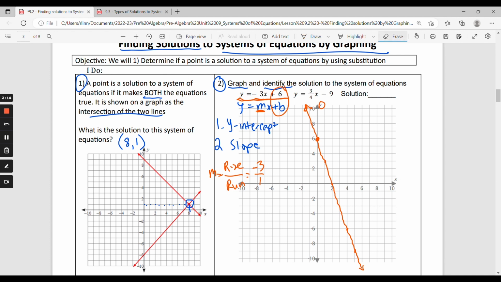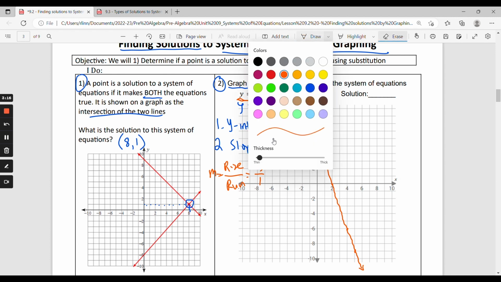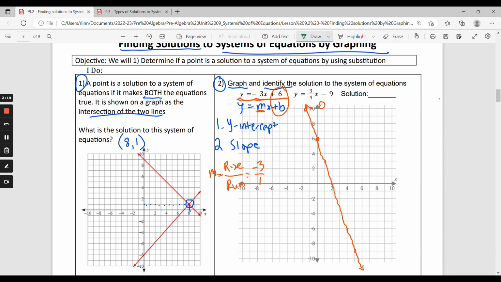Now we need to graph our second line. So when we're graphing our second line, I'm going to go ahead and choose a different color here, so that way we can keep track of it a little bit better. And we're going to see, oh, we've got slope-intercept form again. Y equals mx plus b. So if we've got y equals mx plus b, that means we're going to graph our b value first, which is negative 9. So on our y-axis, we're going to go all the way down to negative 9.